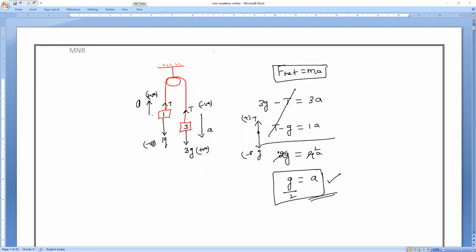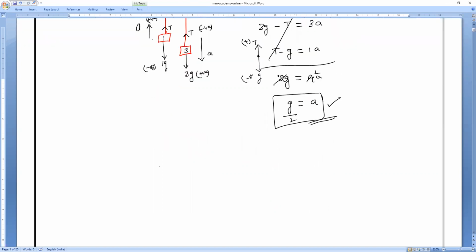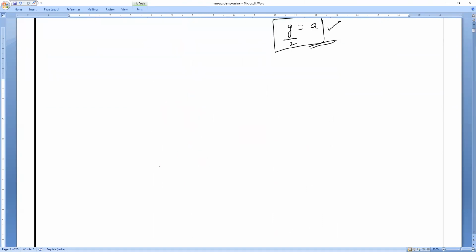So in many questions I have taught you only about fixed pulleys. Now we are going to study mobile pulleys also. Along with the fixed pulley, you will be getting the mobile pulley. So very, very important, and imagination is also very important. Okay, so let us see that.